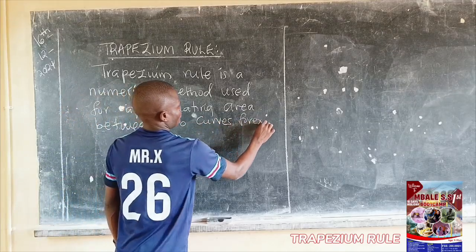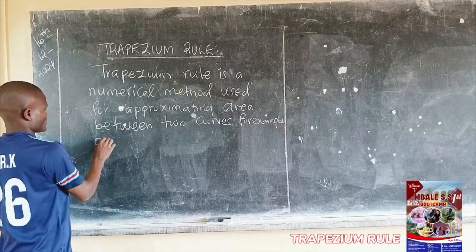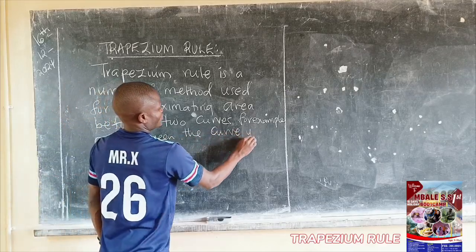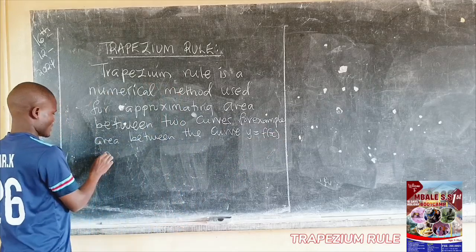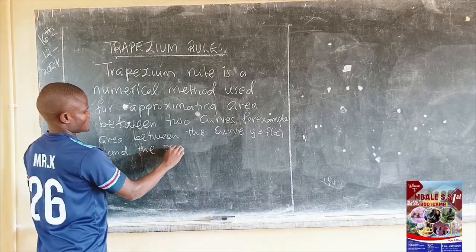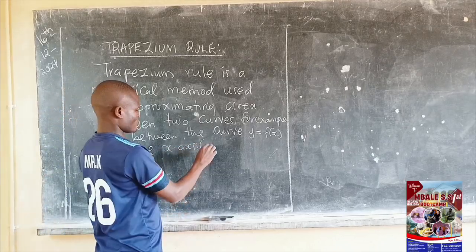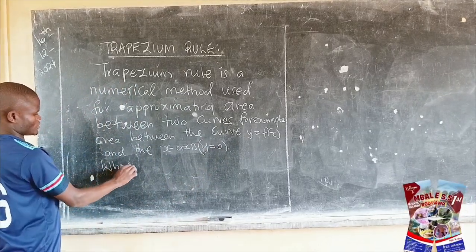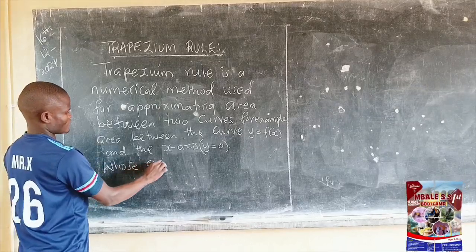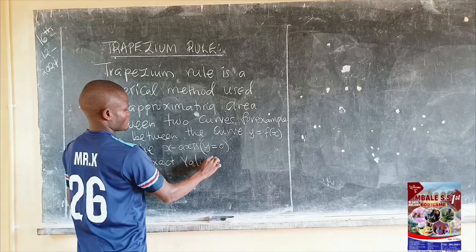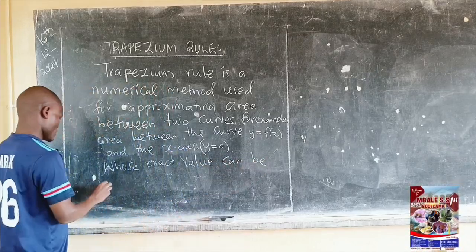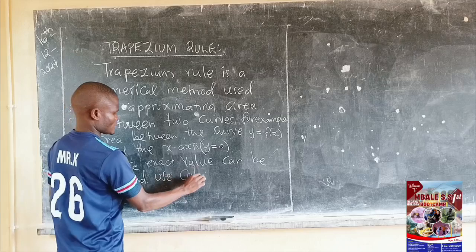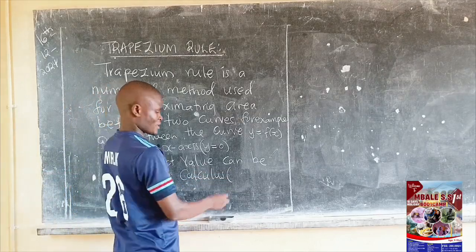For example, the area between the curve y equals f of x and the x-axis, and the x-axis is simply the curve or straight line y equals 0, whose exact value can be obtained using calculus, and specifically here we refer to integration.